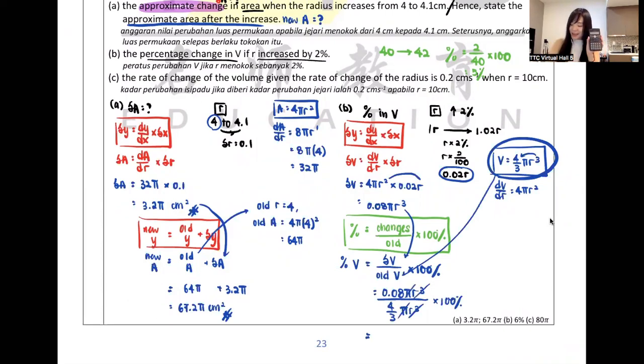Whoa, the answer came out. It increased 6%. My R increased 2%, my V increased 6%. Can you guys see it?